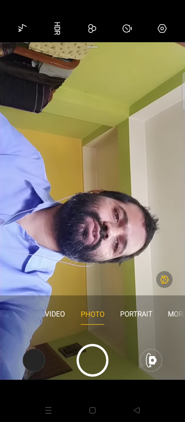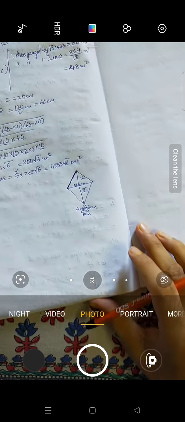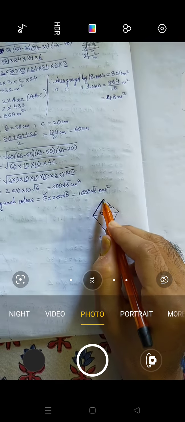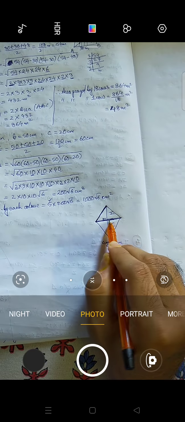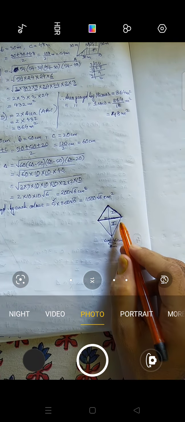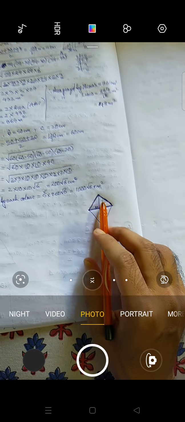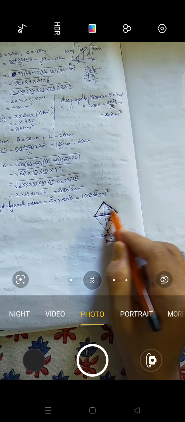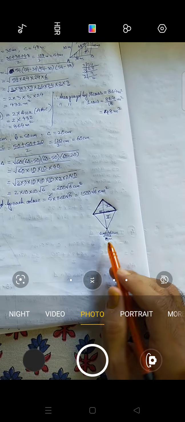Okay, so after drawing the diagram, you will be having figure something like this. So this is the first region, this is the second, and this is the third. So you have to find the area individually, this area, then this area, and this area.